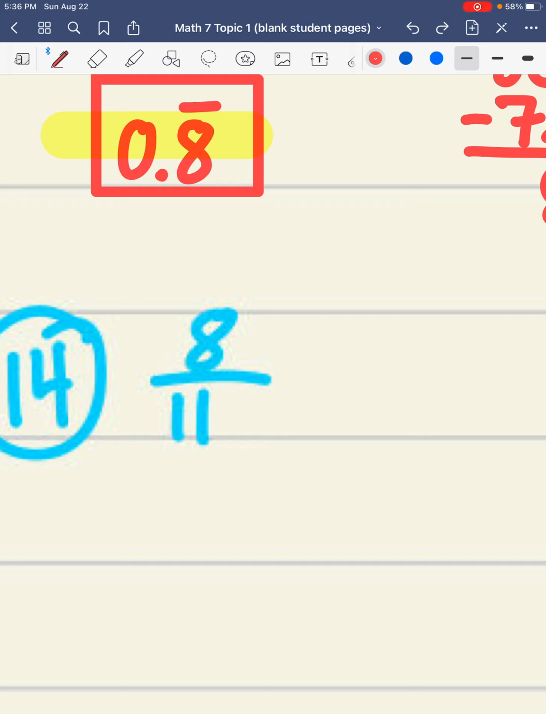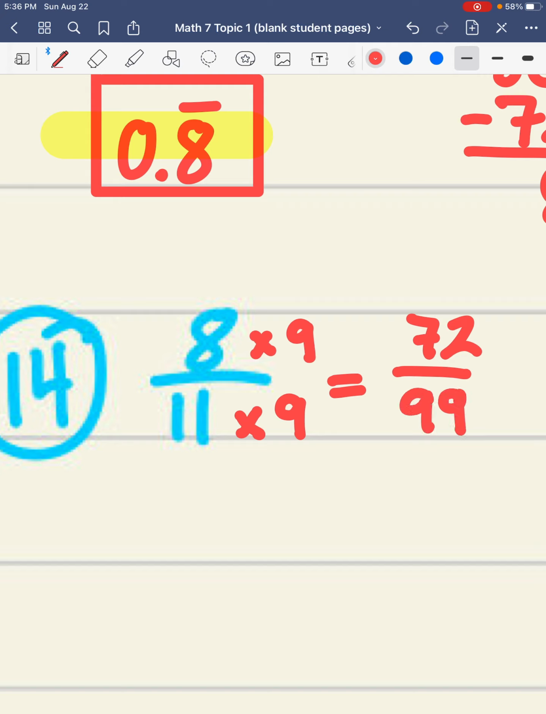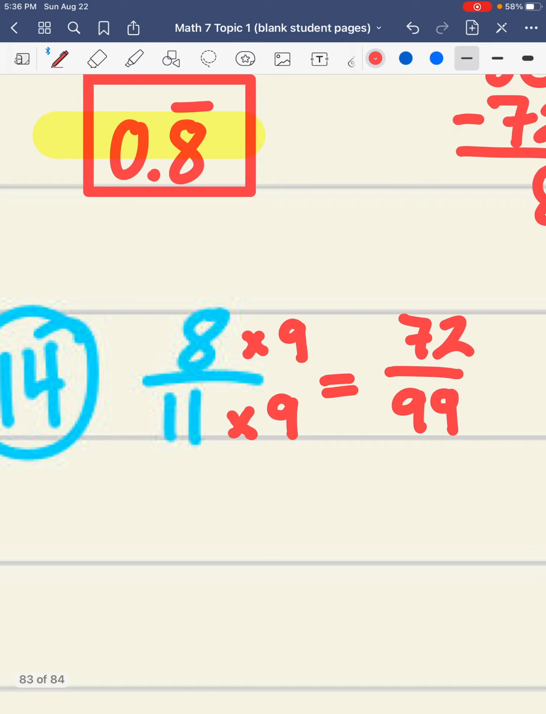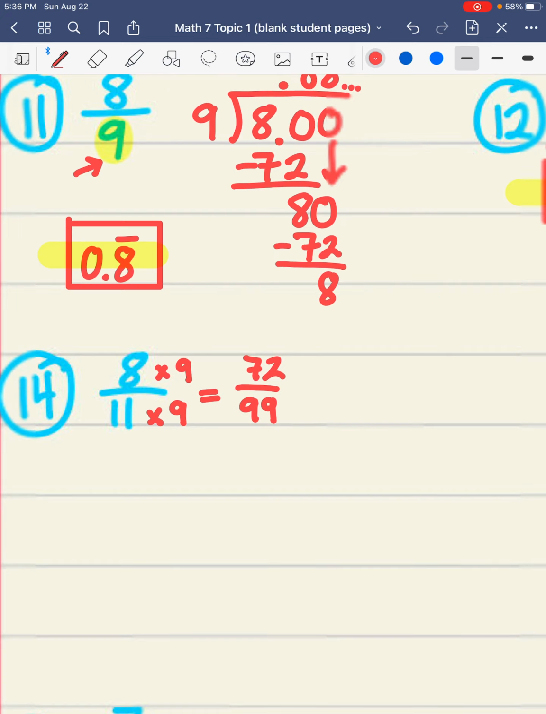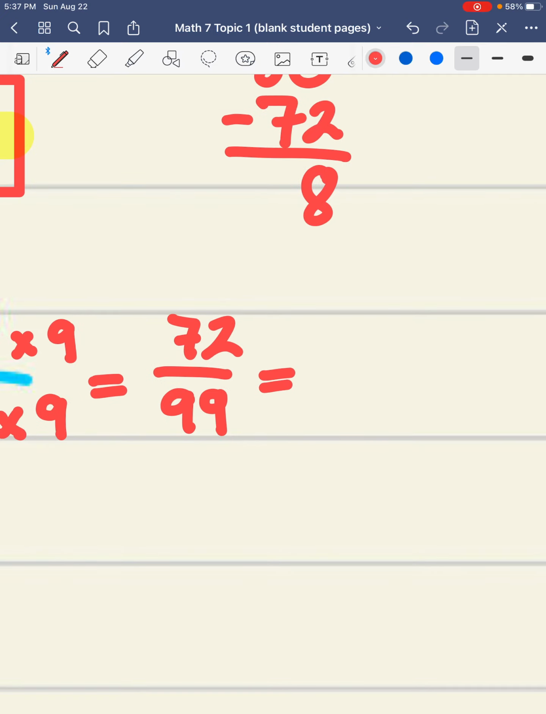The way I do that is I multiply times 9. And if I do that on the top, I have to do that on the bottom. Okay? So now I'm going to have 8 times 9 is 72. And 11 times 9 is 99. So I'm going to tell you that just like what we saw when our denominator was 9, I can write this as a decimal with 72, our numerator, repeating. So 0.72 repeating.